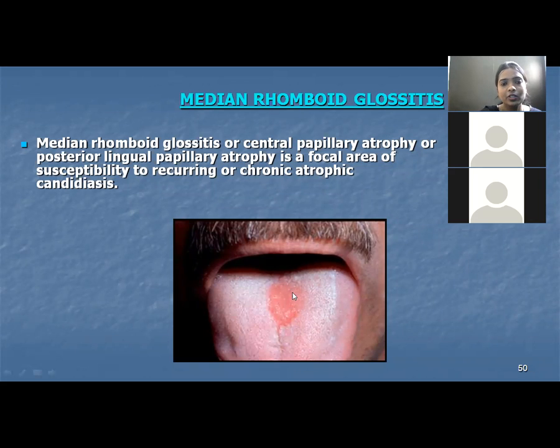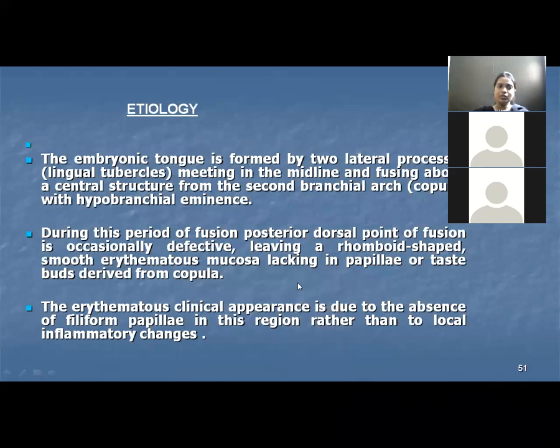See this clinical picture of median rhomboid glossitis. The lesion is present in the center. See this erythematous lesion. Then the etiology of this lesion: the embryonic tongue has a unilateral swelling and hypobranchial eminence. During this period of fusion, the posterior dorsal point of the fusion is occasionally defective, and this leads to defects in the development of the tongue.